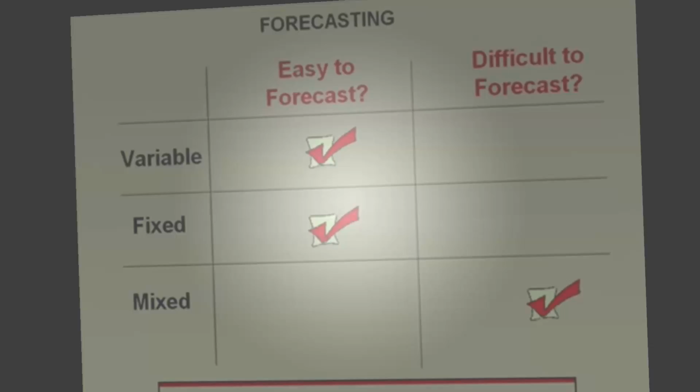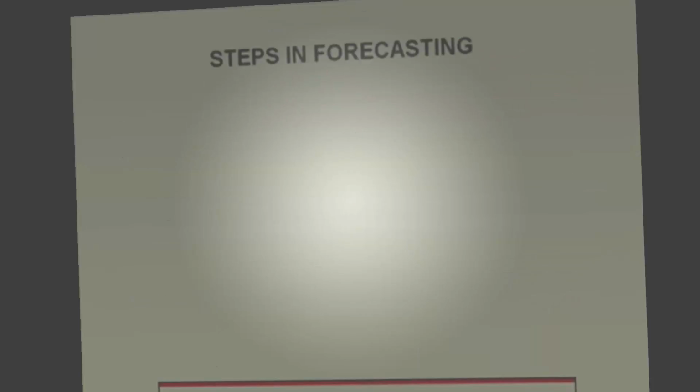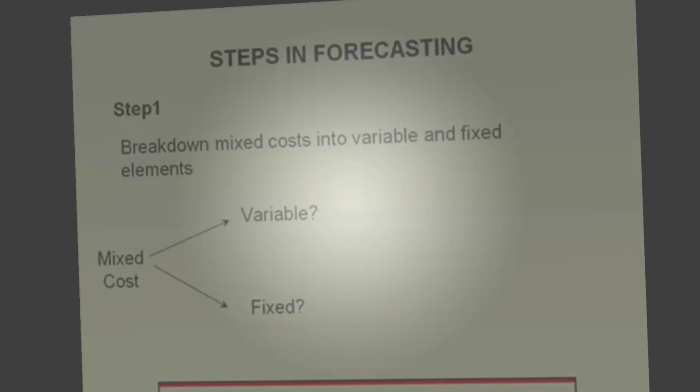So, here are the steps to forecasting. The steps in forecasting are, number 1, break down mixed costs into variable and fixed elements. Let me repeat. If a cost is mixed, find out how much is variable and how much is fixed.